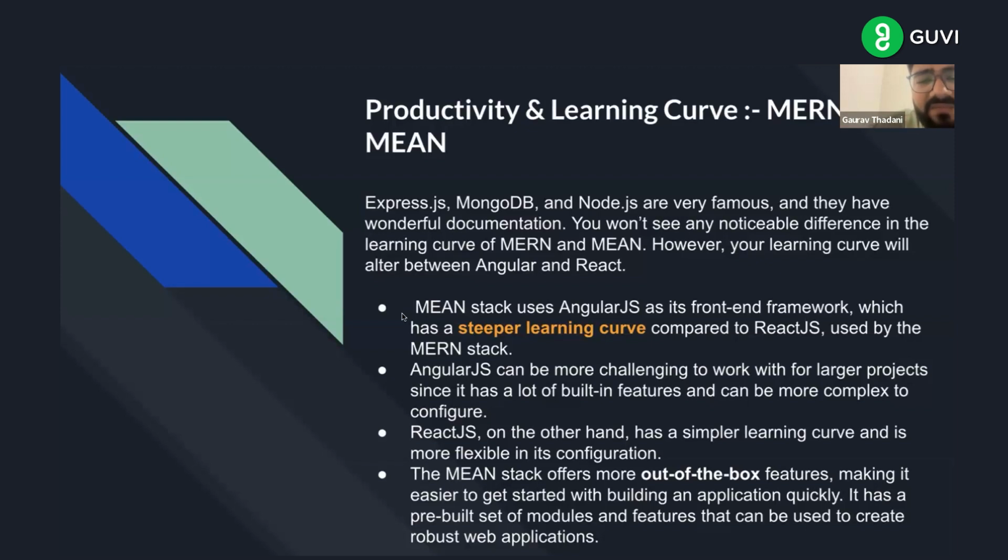Now, it is written in the very first bullet point that the MEAN stack uses AngularJS as its front-end framework, which has a steeper learning curve compared to React.js used by the MERN stack. Very simple. Suppose you start with self-study, and you are familiar with JavaScript. You start with HTML, or suppose you start with DSA. Suppose you get a boot camp registration done, and you are in GUVI learning DSA. Everyone has to learn the DSA part, then HTML, then CSS, then JavaScript, right?